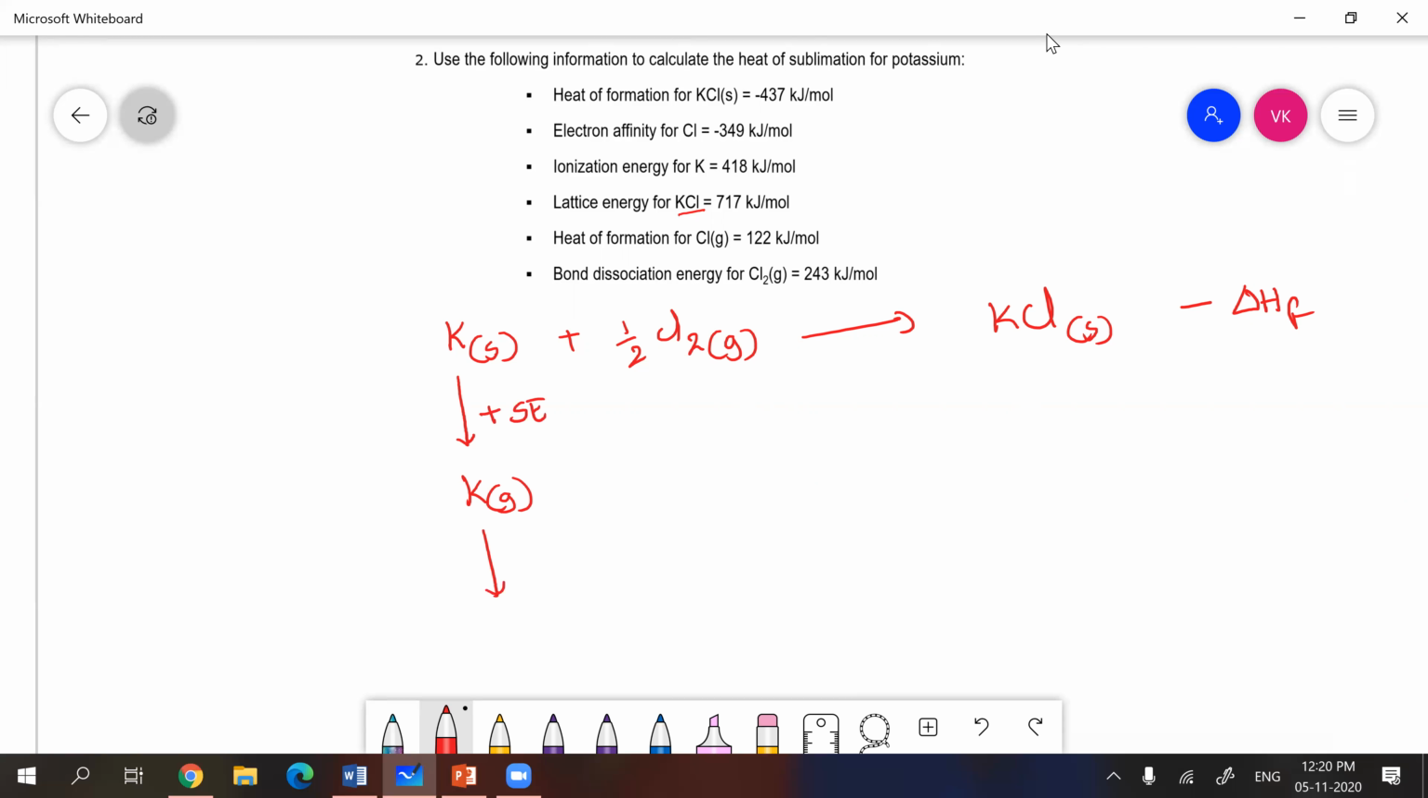And from this to ionic state, so loss of electron, the energy required is positive energy, that is ionization energy. So again it is gas. We got cation, gaseous cation. Now we need to convert this also into gaseous anion, right? Already it is a gas.